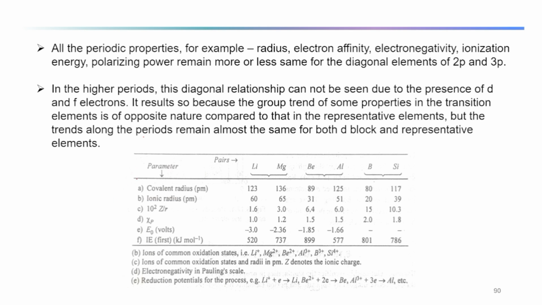Now you can see some of the parameters that are given for these pairs: lithium and magnesium, beryllium and aluminium, and boron and silicon. I repeat again, the values will not be exactly same. Okay, the values will be somewhat different, but there will be similarity. It will not be exactly same. Okay. Now you can pause the video and look at it.